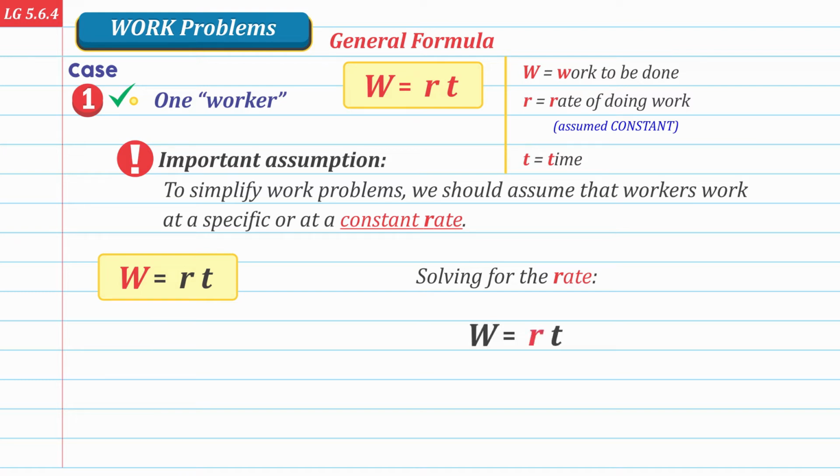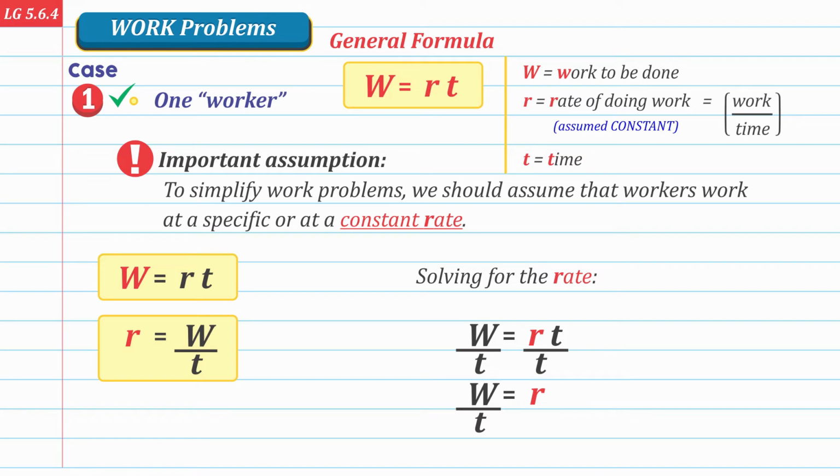We know, of course, that W, R, and T are numerical values. So in case we want to compute the rate R, we use the same formula and aim to isolate R on the right side by removing T. To do this, we use properties of equality. And as we divide both sides of the equation by T, then cancel it, we conclude that R equals W over T. We now have a formula for R. Or we can say that the rate can be solved by dividing the work done by the time.